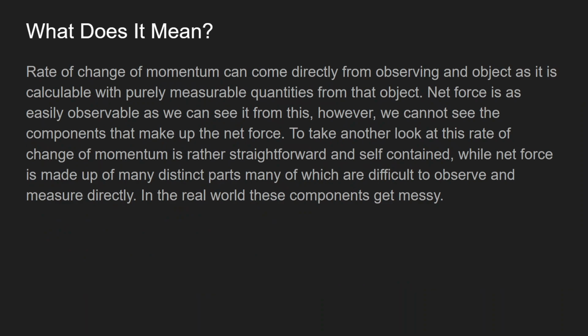Rate of change can come directly from observing an object, as it is calculable with purely the measurable quantities from that object. Basically what that means is we can just look at how it moves and guesstimate what it weighs and get the change in momentum, or the rate of change of the momentum. And this is equal to the F net, but the F net difference mainly is that it comes from a bunch of components that we can't necessarily tell just from looking at an object. Particularly in the real world, there's air friction, all kinds of tiny, random little forces that we can't really know, but we can get the F net and then extrapolate the large ones from that.